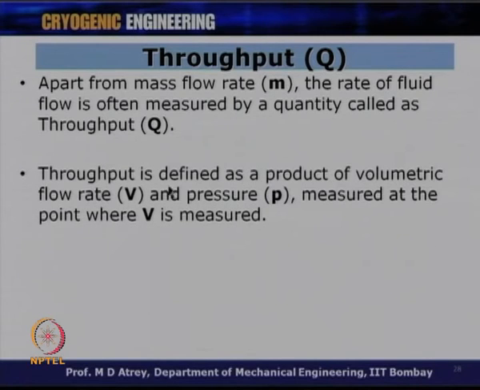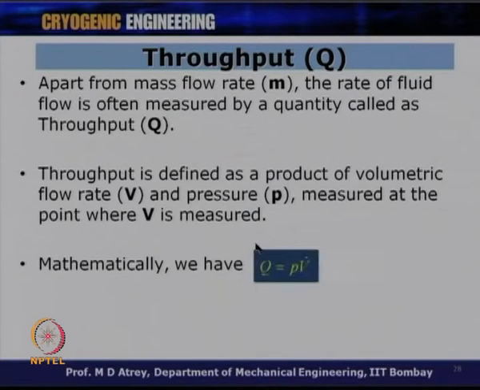The throughput is defined as the product of volumetric flow rate V dot and pressure measured at the point where V dot is measured. Wherever we are measuring mass flow rate or volumetric flow rates, at the same place we will measure pressure also, and pressure multiplied by that volumetric flow rate will give what is called throughput, and therefore, it will have units of pressure as well as volumetric flow rate. So, mathematically we have Q is equal to P into V dot.